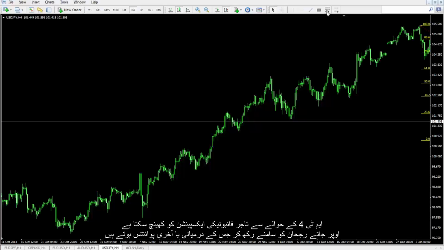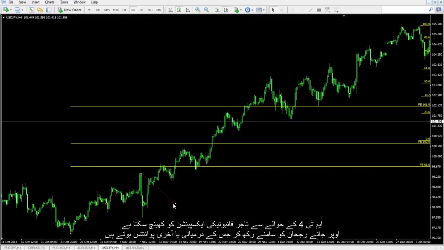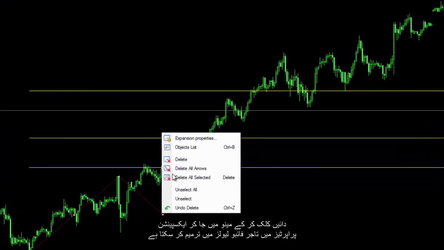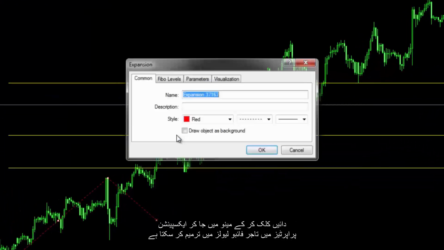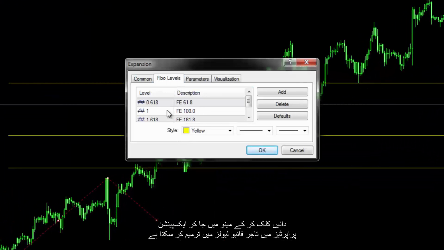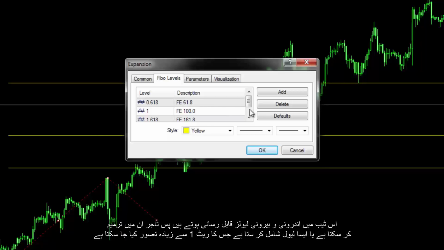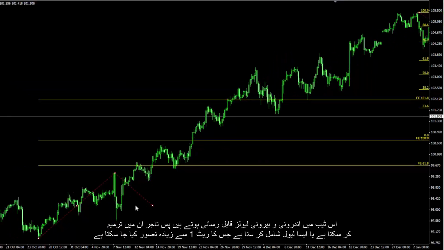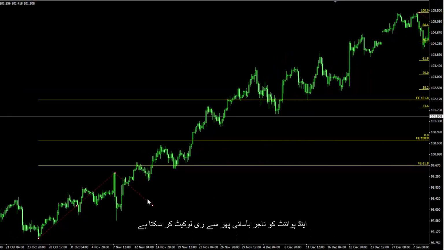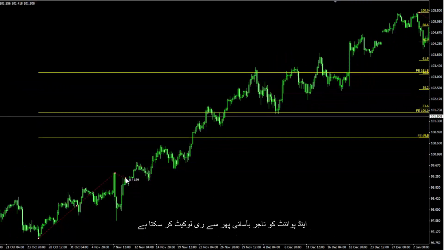On MetaTrader 4, a trader can draw a Fibonacci expansion on an uptrend which has a middle and end points. Through the right-click menu, expansion properties, Fibo levels can be modified by a trader. The internal and external levels are accessible in this tab, so a trader can modify or add another level in which the level rate will be considered higher than 1. The endpoint can be relocated by a trader easily.